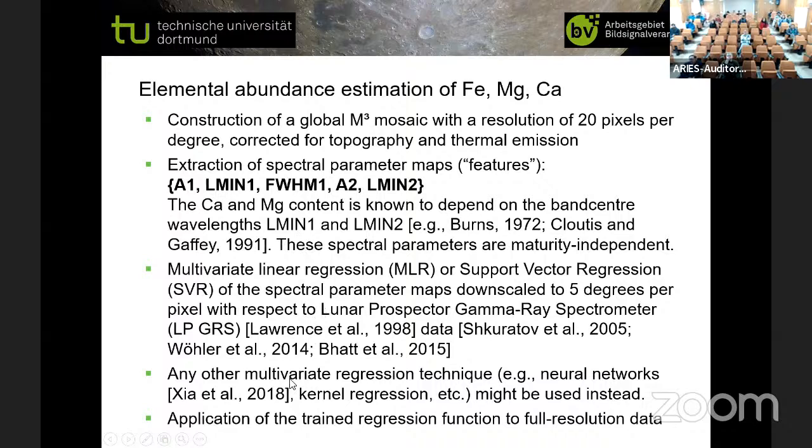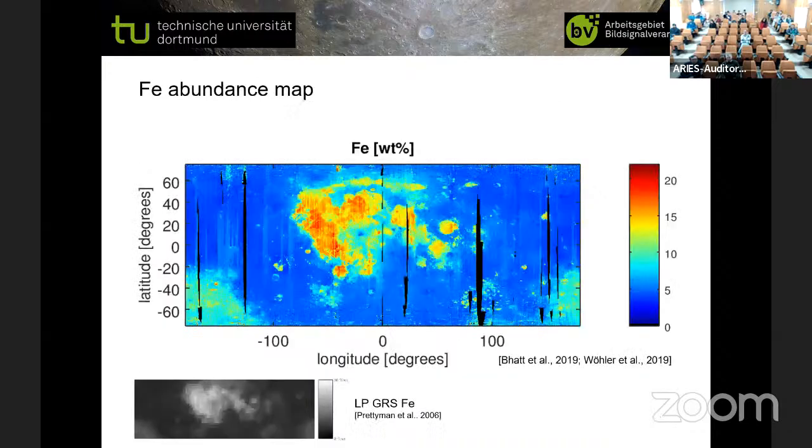So one can also use neural networks for those who are in some form acquainted with that. And once the regression function is trained, one can apply it to full resolution data, and that yields a high resolution map of the elements that we have learned from reference data. Where do the reference data come from?